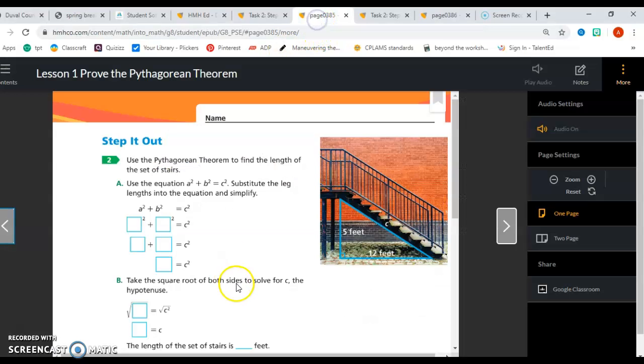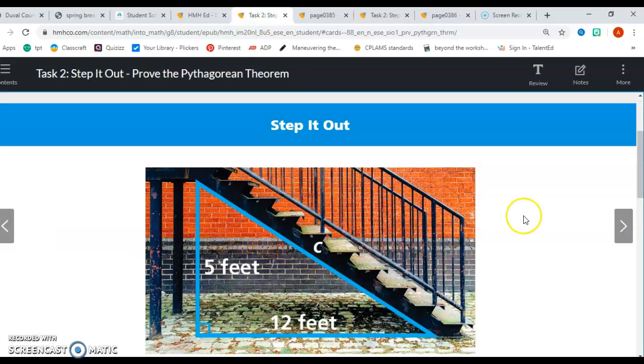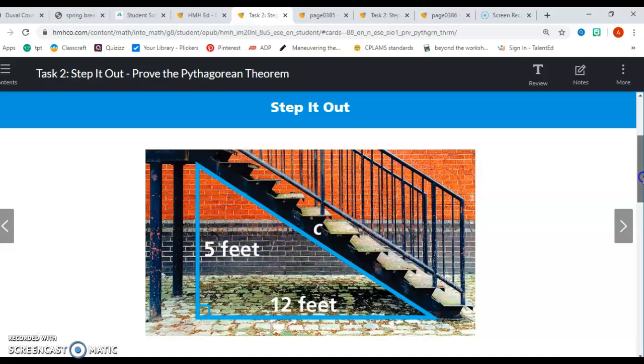Your page should look like this, where it's got the stair rail with the right triangle with a height of 5 feet and a base of 12 feet, and it's asking you to fill in these boxes as we go. I'm going to use this interactive lesson to help us through this. If you follow along with what I'm doing and pay attention to what your worksheet is asking for, you should be able to solve these step it out questions 2, 3, and 4, and then I'm going to ask you to do the check your understanding on your own.